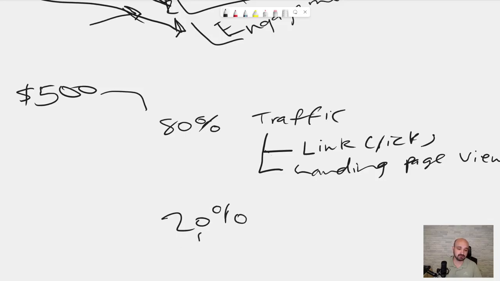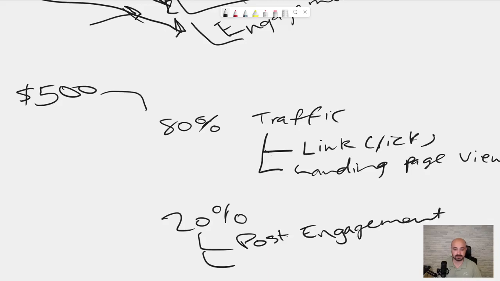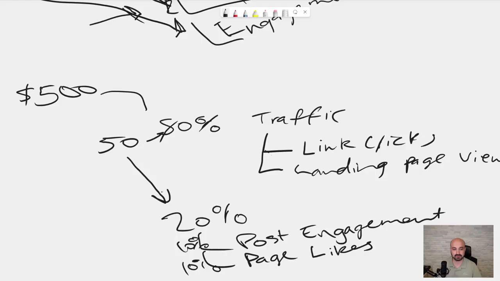And you can even split this into two. You can do post engagement, and then you can do the page likes. So you can split the 10% of that budget. So let's say, 10% of 500 is 50, and 80% of that goes to your traffic campaigns, and 20% of that goes to your post engagement and page likes.